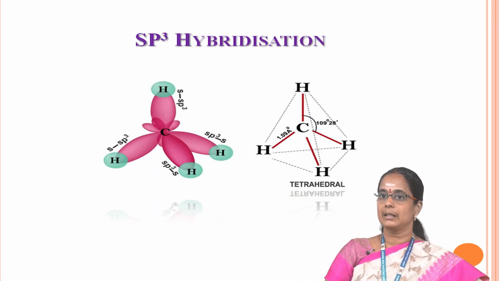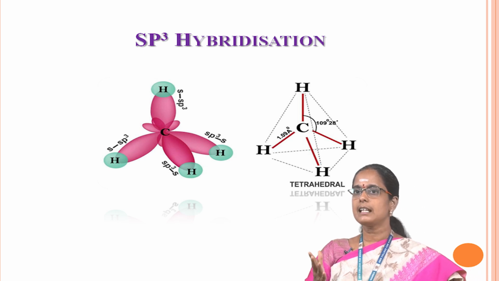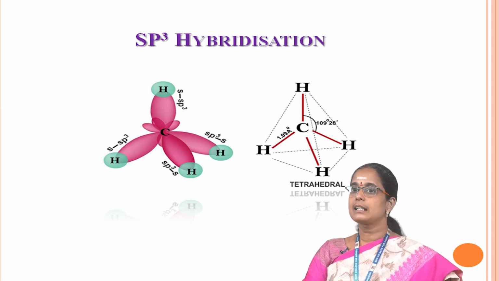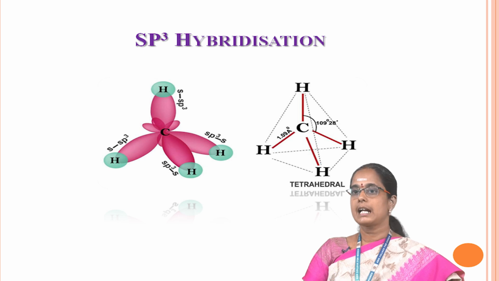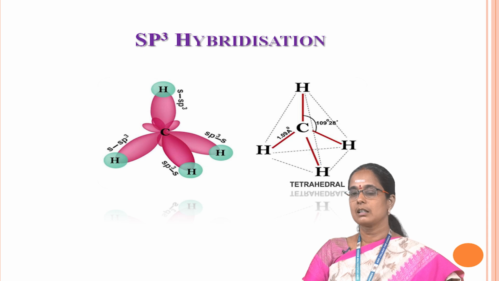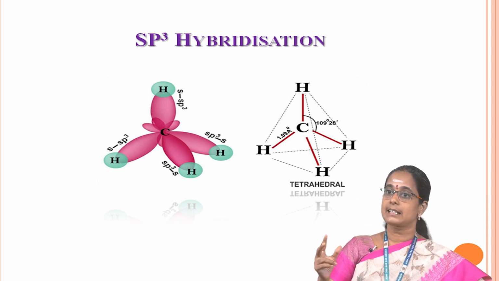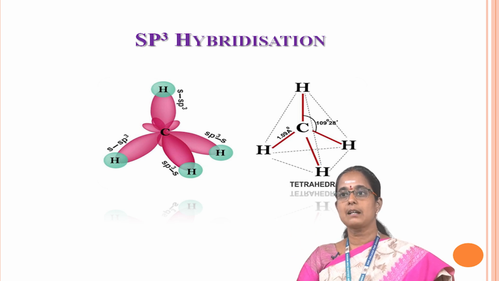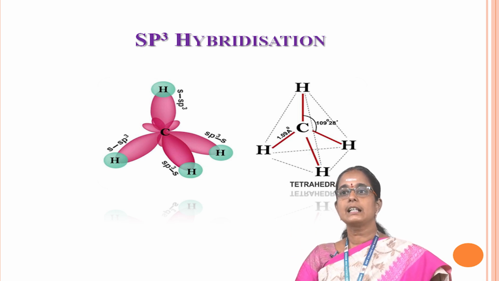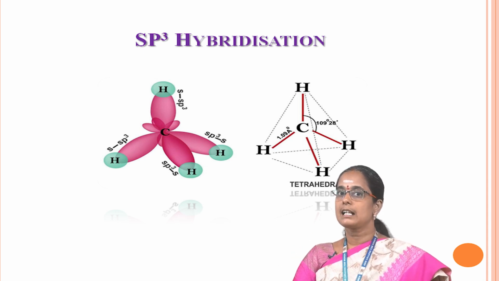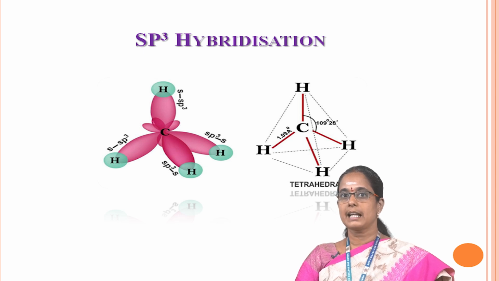In sp3 hybridization, the example is methane. One s orbital and 3 p orbitals from the carbon atom mix to form 4 sp3 hybridized orbitals. Because in the excited state of the carbon atom, there are 4 unpaired electrons, it gives the 4 sp3 hybrid orbitals. The bond angle is 109 degrees 28 minutes.